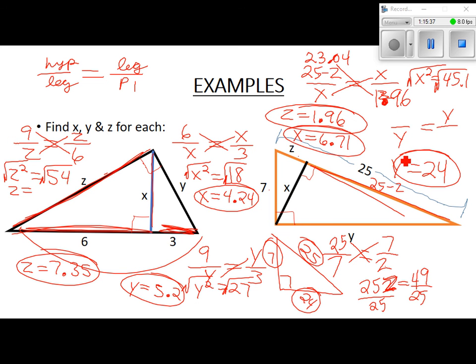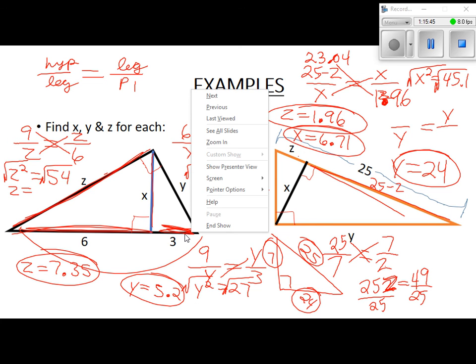But isn't the whole hypotenuse 25 feet? No, the whole hypotenuse is just 25. Oh, okay. Is that where we're messing up?